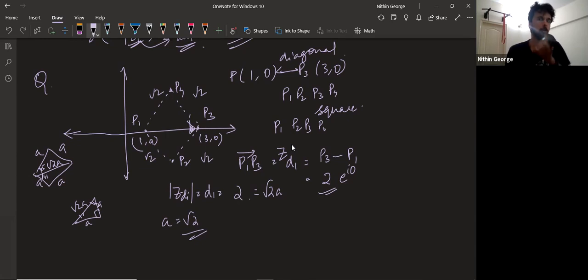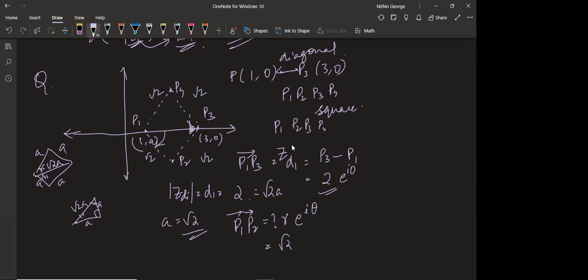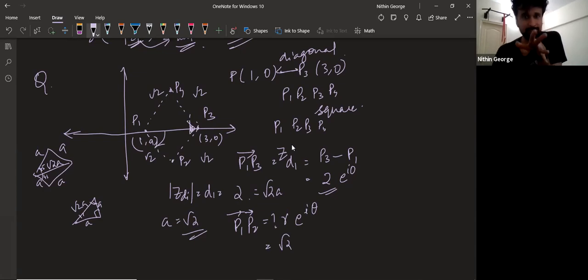So each side will have length root 2 units. How do I get P1, P2? First, there'll be an r into e power i theta. If it's that form, r will be what? r will be root 2, right? That is the distance. Guys, are you following? Yes, sir. All right, so the distance is there.